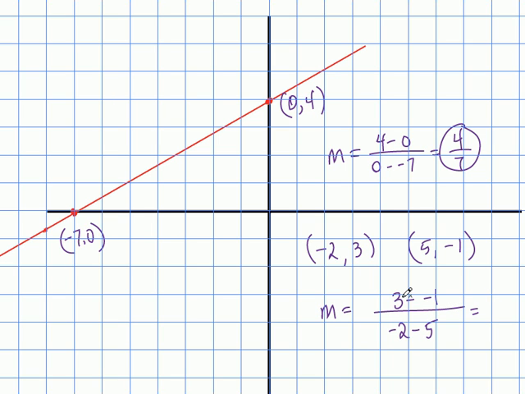Anyway, let's do this. 3 minus negative 1 is the same as 3 plus 1, which is 4, and this is negative 2 minus 5. Add a line, change sign. That's negative 7. So the slope between these 2 points right here would be negative 4/7, or 4 over negative 7. It's the same thing.